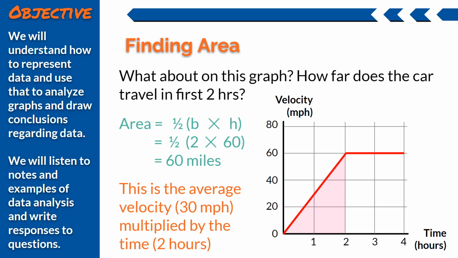What we're doing here is taking the average velocity. Since they went from 0 to 60, the average is 30, and we are multiplying it by the time. But that's the same thing as finding the area of the triangle. Mathematically, it is exactly the same. So that's the first 2 hours.